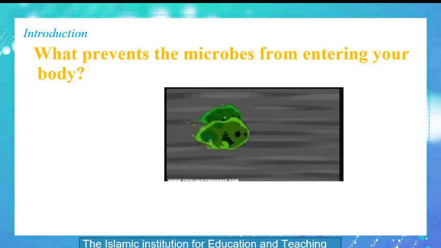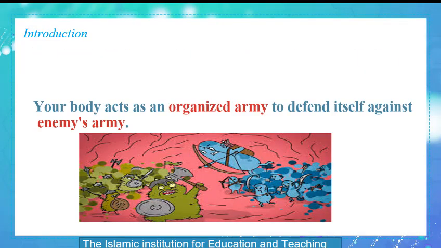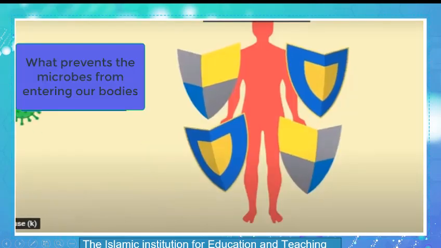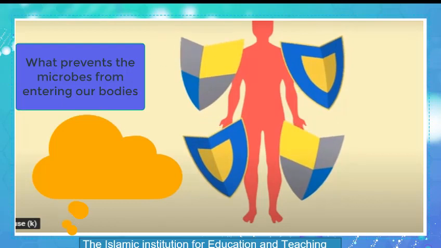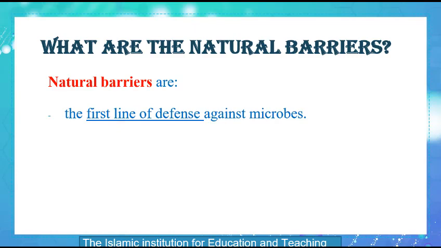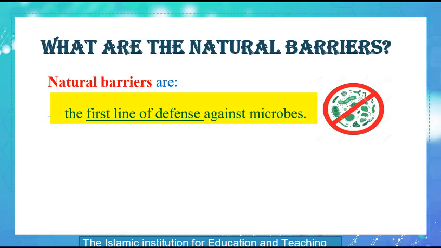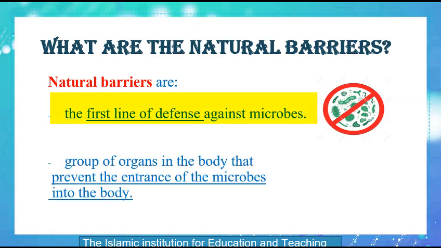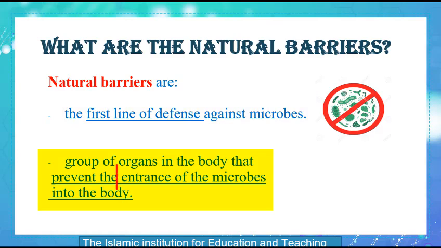But what prevents the microbes from entering your body? Your body acts as an organized army to defend itself against the enemy's army. There are some organs in our body that act as the first line of defense called natural barriers. Our lesson is about these organs. As each body has 3 lines of defense against the microbes, the natural barriers are considered the first line of defense, since they are a group of organs in the body that prevent the entrance of the microbes into the body.